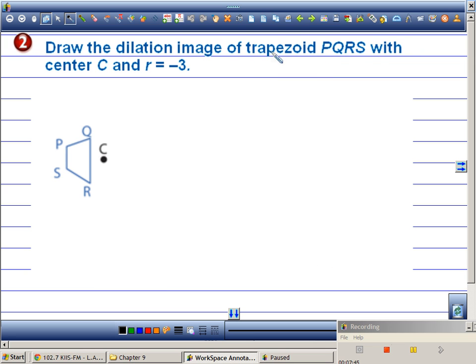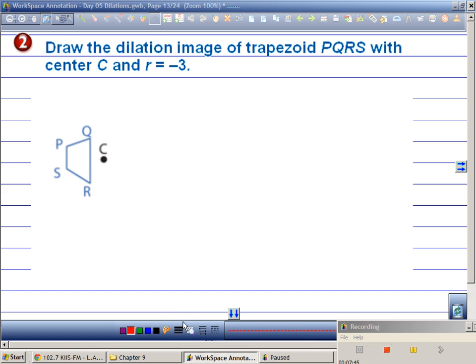Okay. Draw the dilation image of trapezoid PQRS with center C and r equals -3. So this time I'm going to do it like that example in the very beginning. But if you notice, they had the image going away from C like this. And the next one, if it was 3, would be 3 times that line out here. Correct? And this one would be 3 times that line in this direction. But since we're going in the negative direction, just like Devin said, this line is going to be times 3 in the opposite direction. So let's just eyeball it.